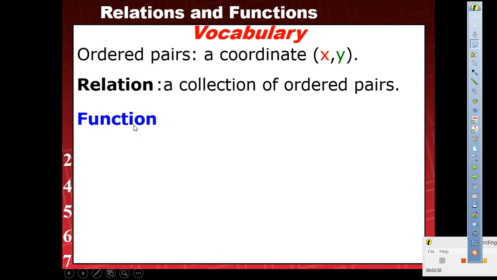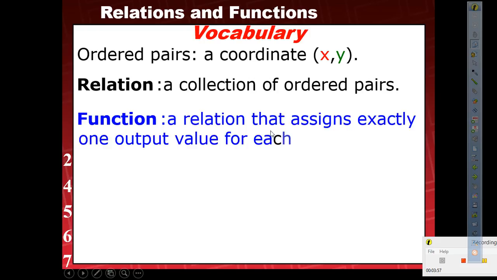Copy this one. A function. What is a function? A function is a relation, but it has exactly one output for every input. So, it's very similar to a relation, except this one has something specific, and this is the one I'm going to focus on today. I'll show you that in a little bit once I do the introduction.